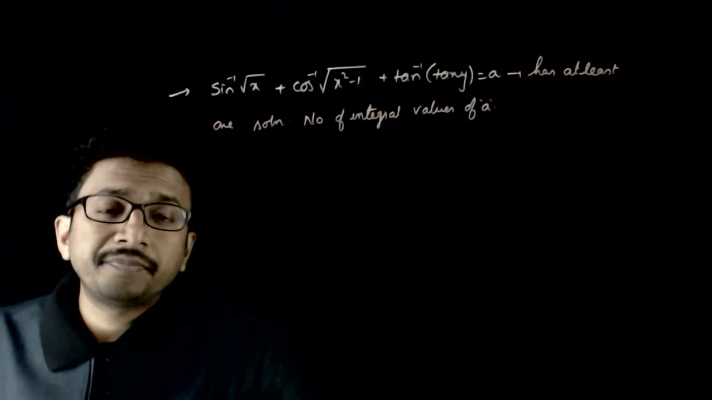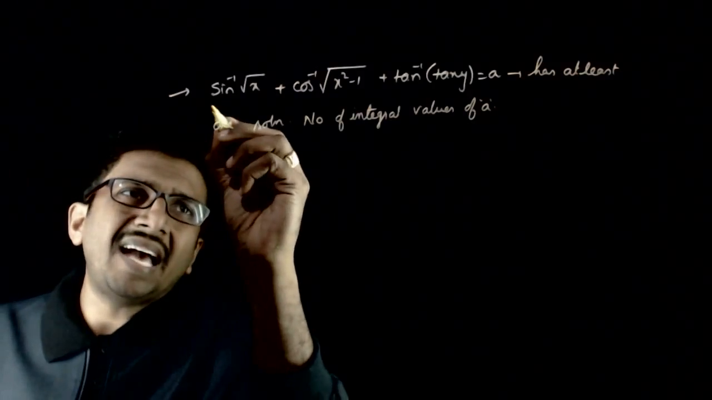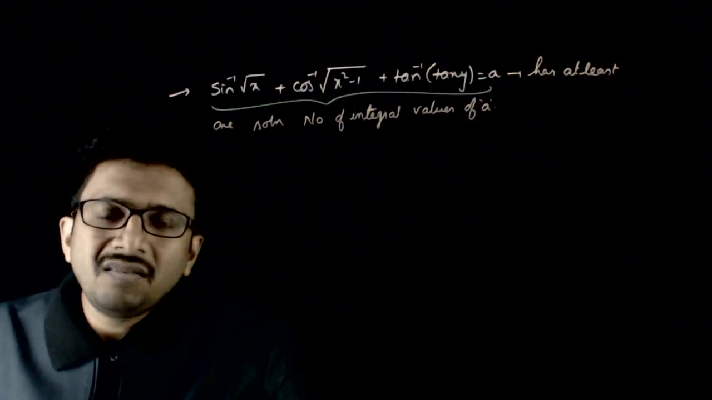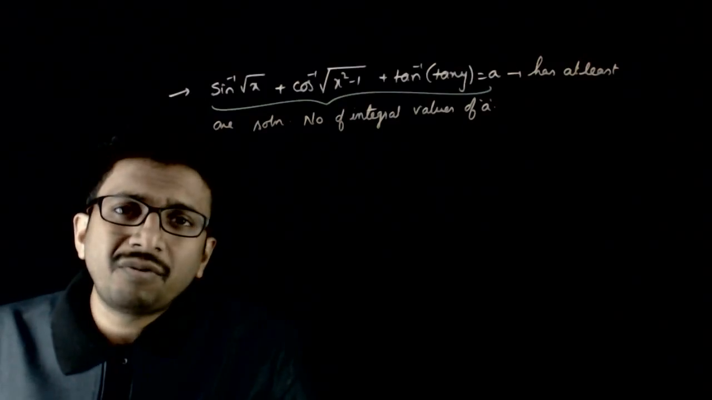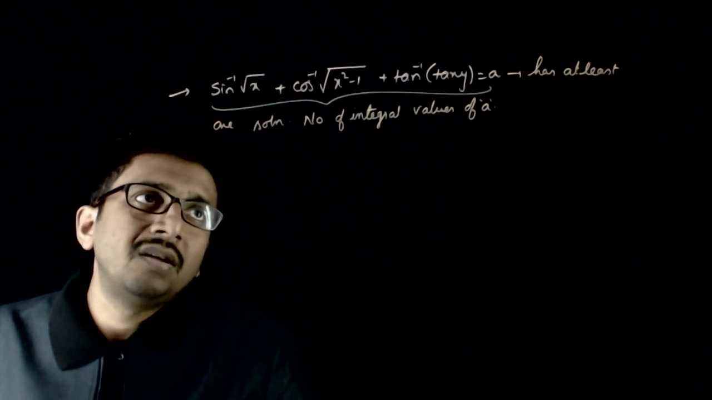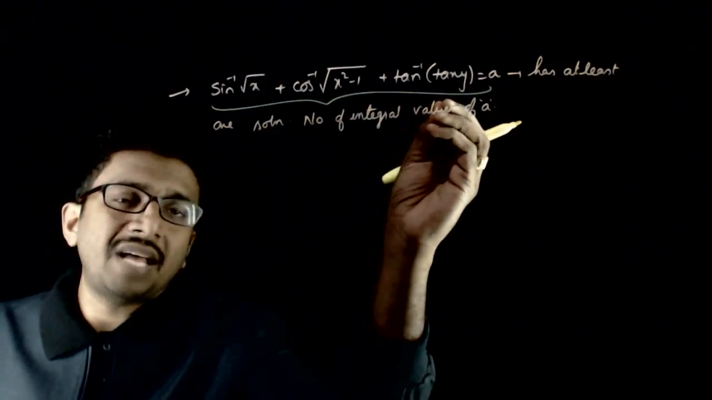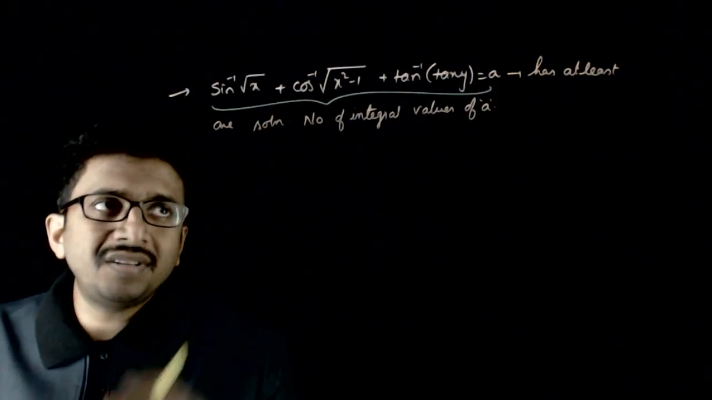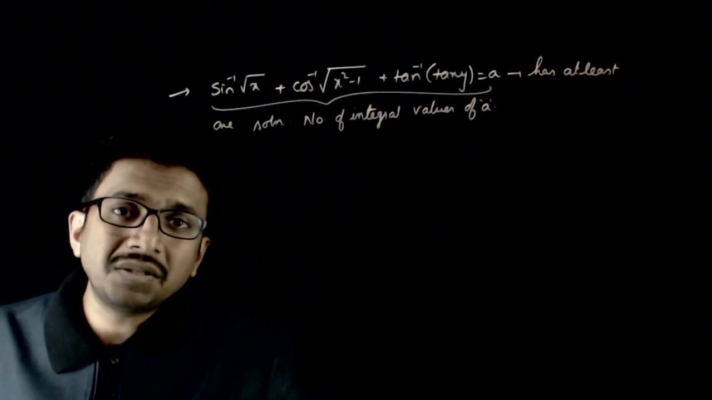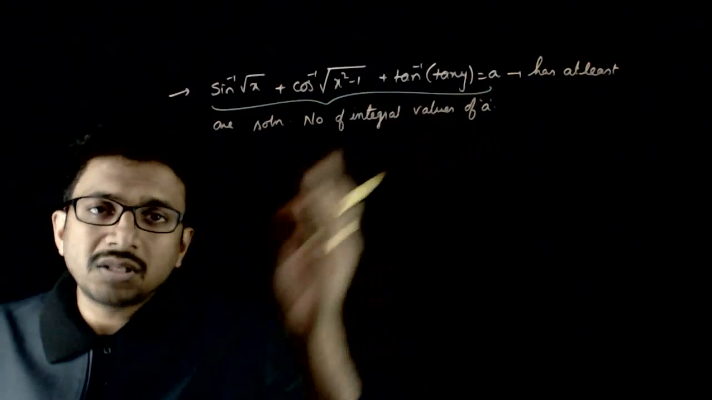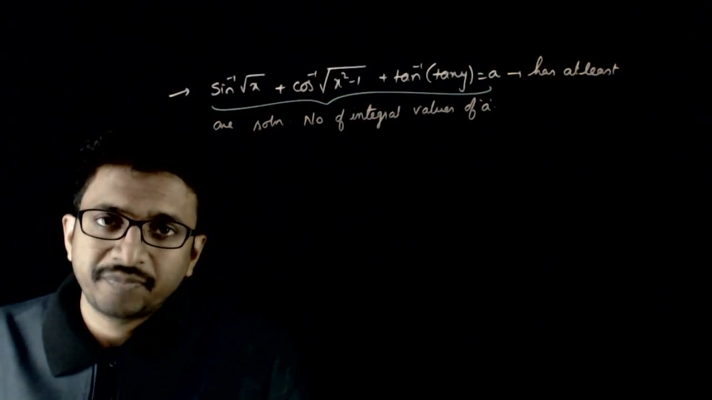So welcome students. In this question you're given an equation: sine inverse of root x plus cos inverse of root of x square minus 1 plus tan inverse of tan y is equal to a. If this equation has to have at least one solution, how many possible integral values of a are there?